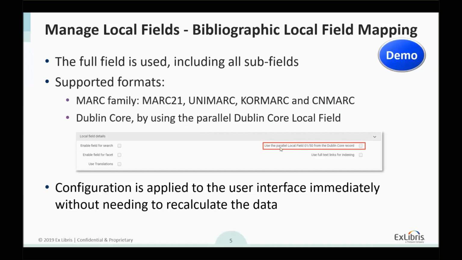In the configuration, there is an option to enable the checkbox to use a parallel local field from the Dublin Core record. So, for example, if you create Primo VE local field 01, and this checkbox is selected, we will use the Dublin Core local field 01 and take it as part of this local field. So actually, we support a lot of formats in this option.